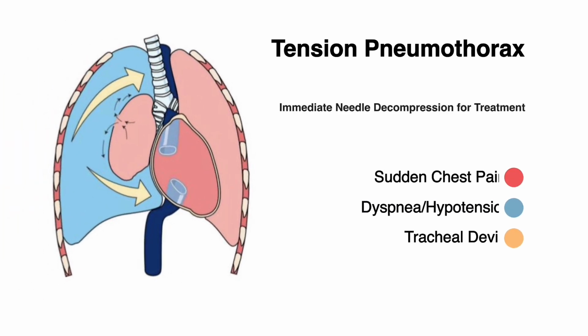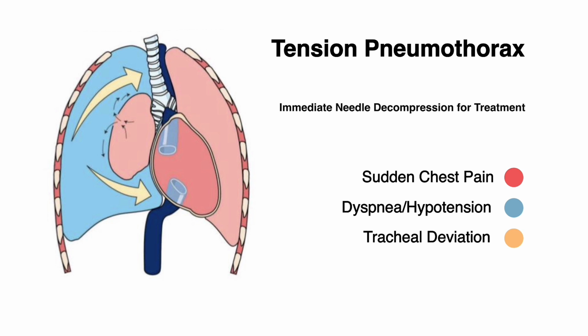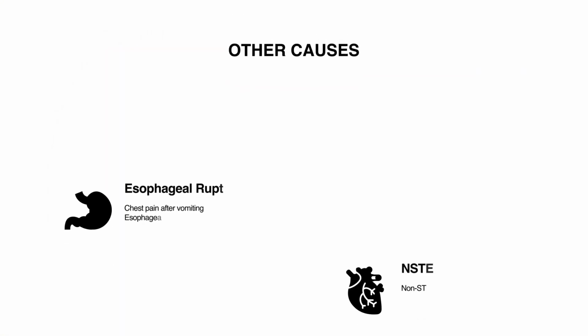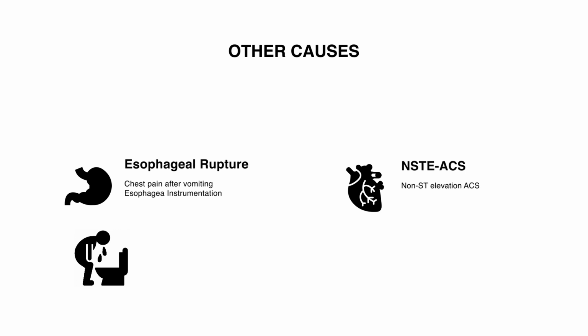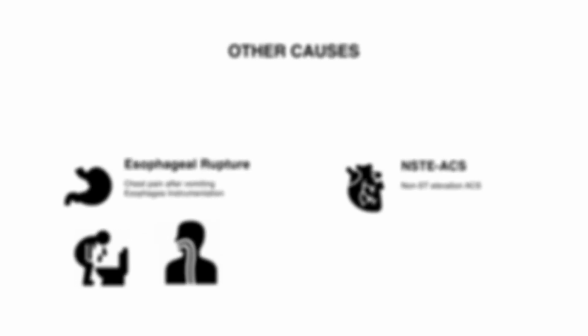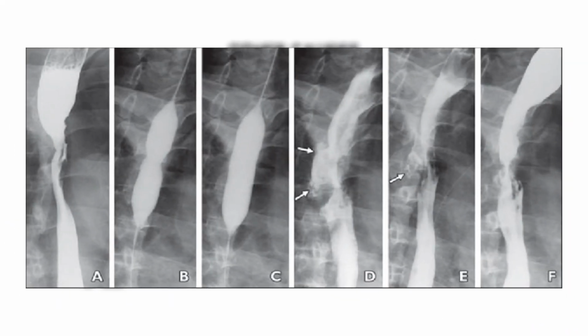For tension pneumothorax, look for sudden onset chest pain, dyspnea, hypotension, and tracheal deviation. Immediate needle decompression is required for diagnosis and treatment. Consider gastrointestinal causes like esophageal rupture in patients with chest pain after vomiting or esophageal instrumentation, confirmed with a chest X-ray or contrast esophagogram.